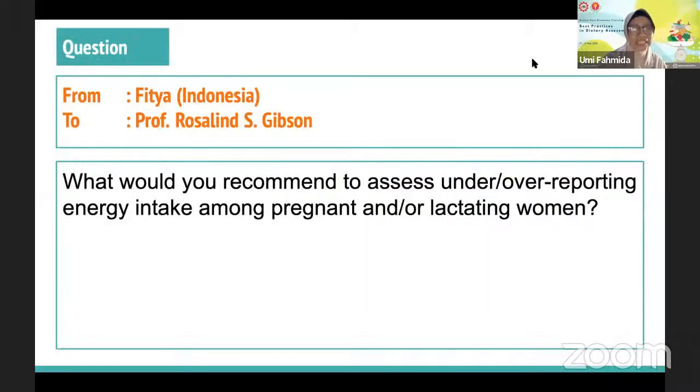Okay, so we have been practicing assessing energy under and over reporters, also in your slide called Proc and Macrory. But how about pregnant and lactating women? You can't do that because they're not in energy balance. I don't know of a method. You can't use the Goldberg cutoff point for those groups. It's not appropriate. They have to be in energy balance.